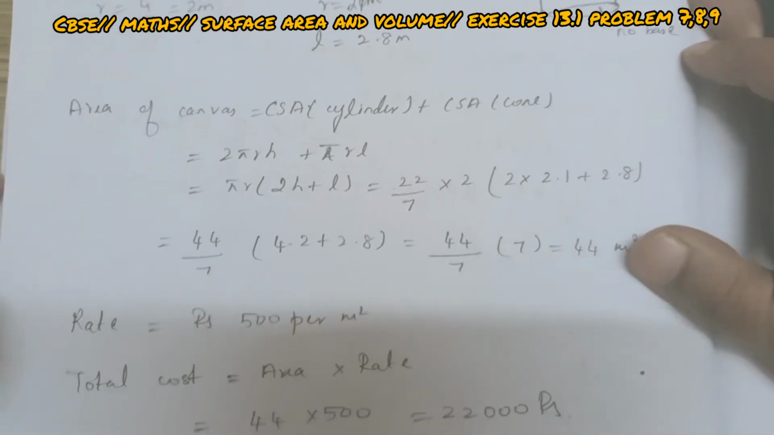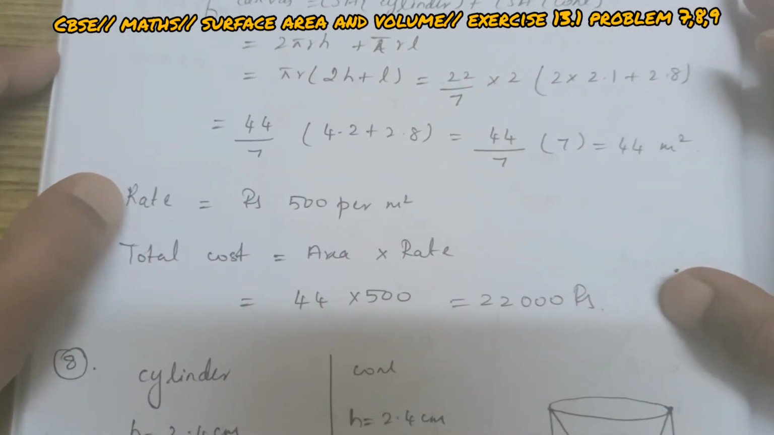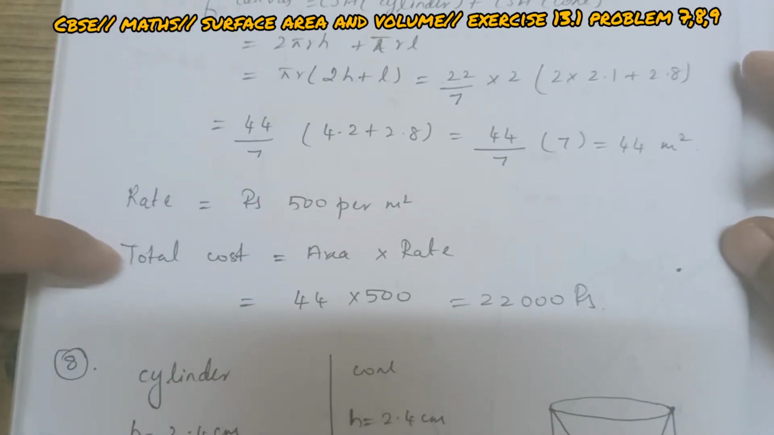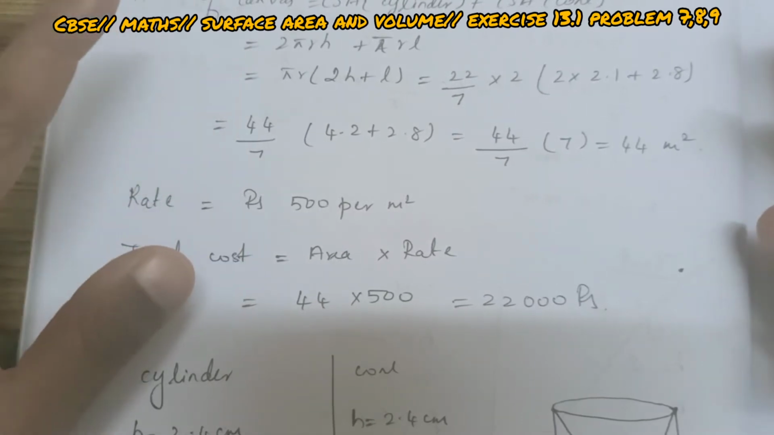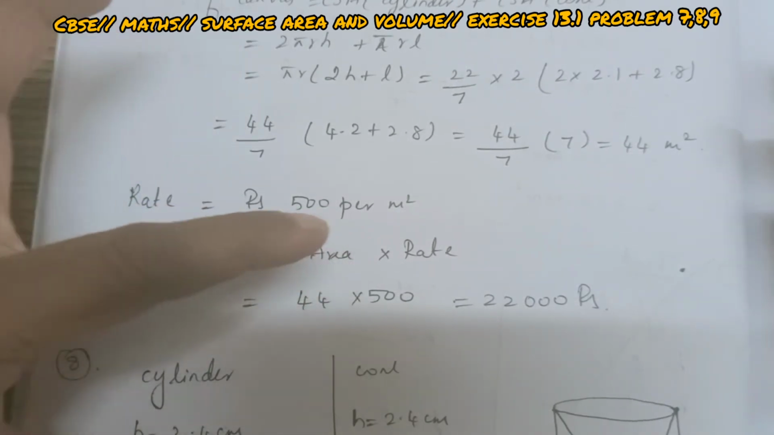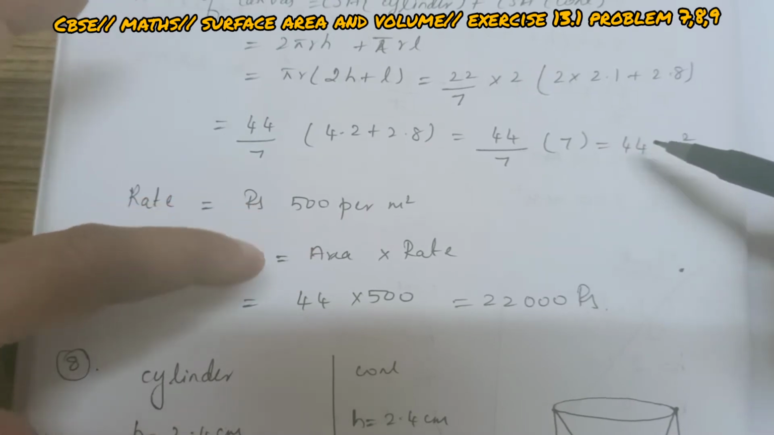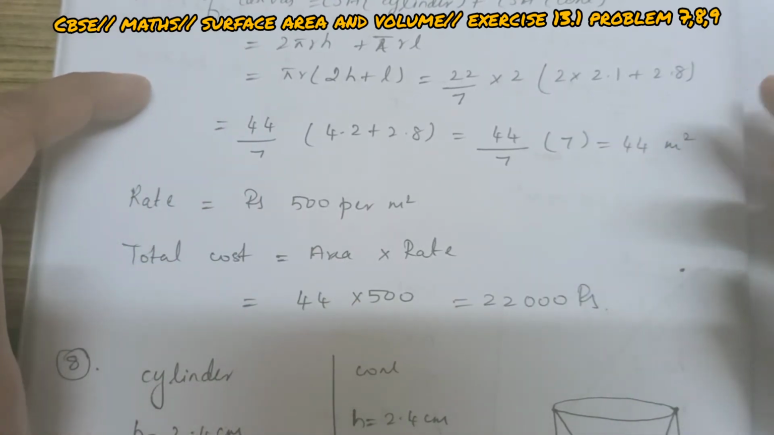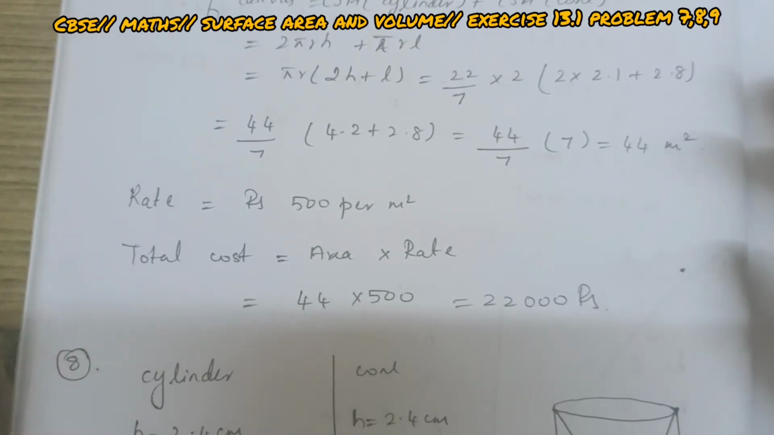In the question, the rate of the canvas is given as rupees 500 per meter square. So total cost, we have seen the formula already. Total cost is equal to area into rate. This is general for all the objects. When we find area, it is total cost equal to area into rate. Area is 44 into rate is 500. Multiplying, you get the total cost for making the canvas.